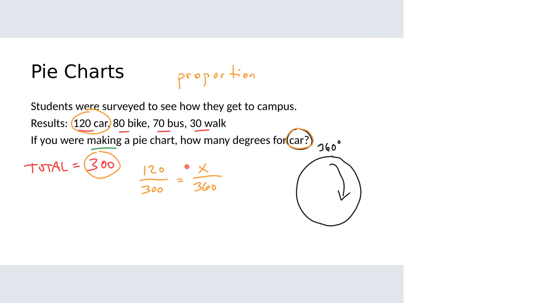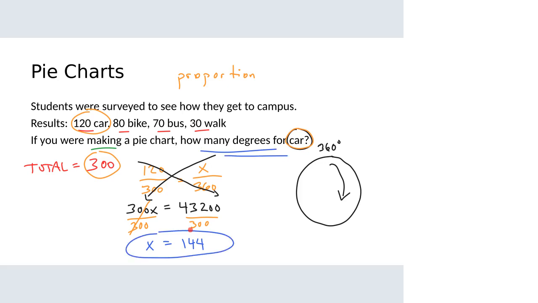We'll cross multiply. 300 times x is whatever 120 times 360 is, 43,200. And then in order to get x by itself, we're going to divide by 300 on the left, divide by 300 on the right. Those cancel. And I'll have x is equal to 43,200 divided by 300, which is 144. So how many degrees will you give to car? 144 degrees.